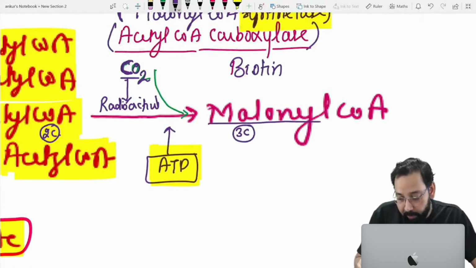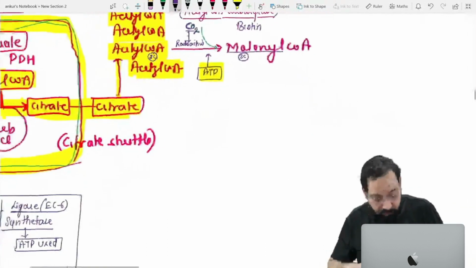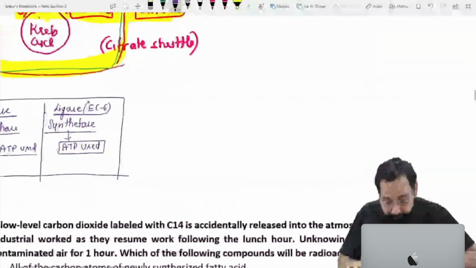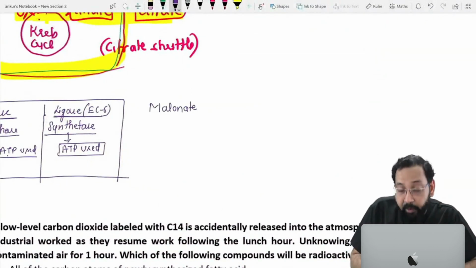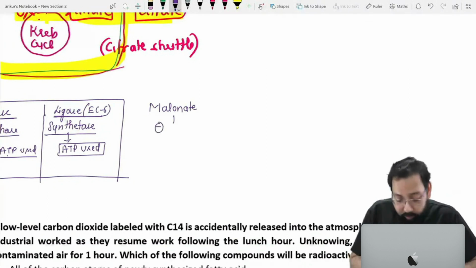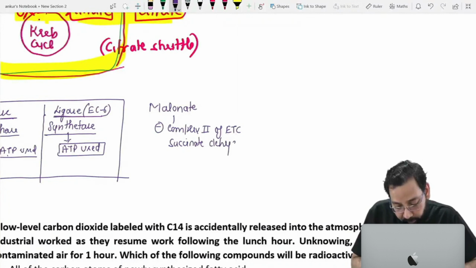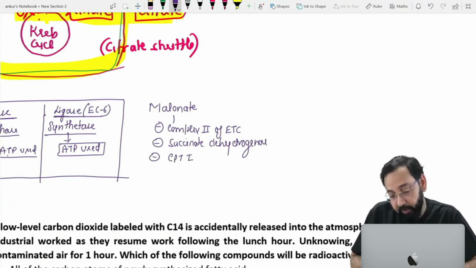Yes, if you remember malonate, I told you. I will write here only: malonate. Malonyl coenzyme A and malonate are not the same. Malonate is an inhibitor of complex 2 of the electron transport chain, succinate dehydrogenase. Yes, I have discussed it earlier. Malonyl coenzyme A is also an inhibitor of CPT1. What is CPT1?